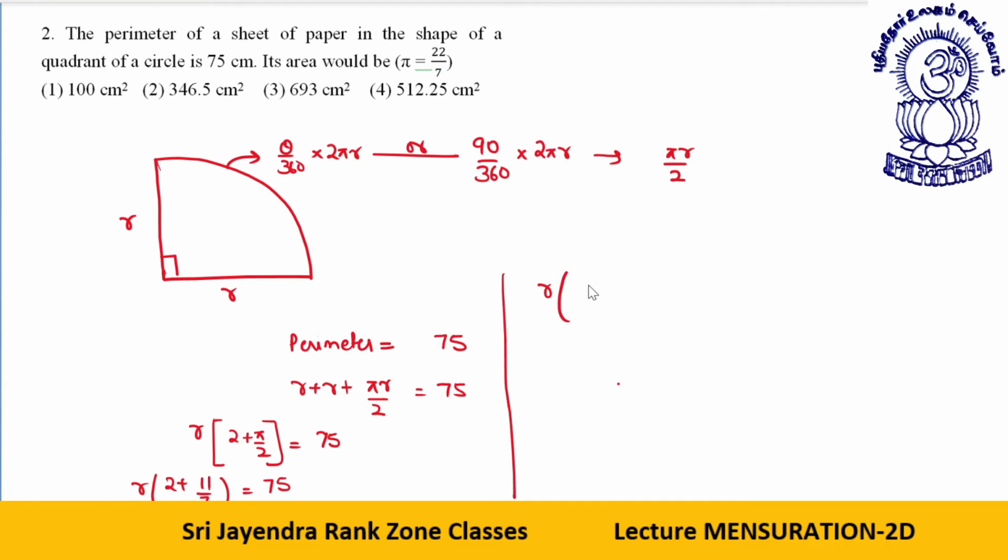Now it becomes r into 14 plus 11 by 7, equal to 75. R comes out to be 75 into 7 upon 25, that gives you 3. Therefore, r is equal to... sorry, this I wrote as 6, this was 7 actually. So r is equal to 21. Now, what do we require? These are decimal options, these can't be possible. Why? Because this r is a multiple of 7, and r is 21. So this will be the answer.